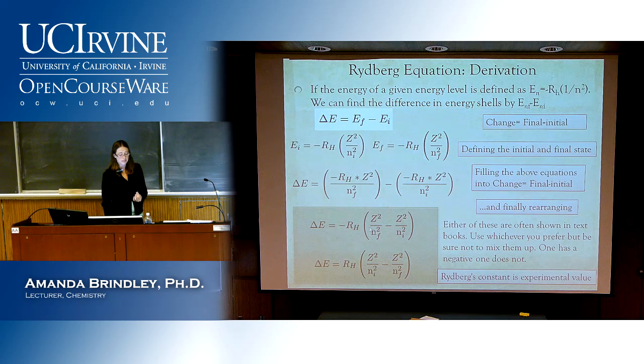The one with the negative is final minus initial. The one without the negative is initial minus final. It's not that one of them is wrong or one of them is right. It's just different ways of writing the exact same thing. So keep that in mind.